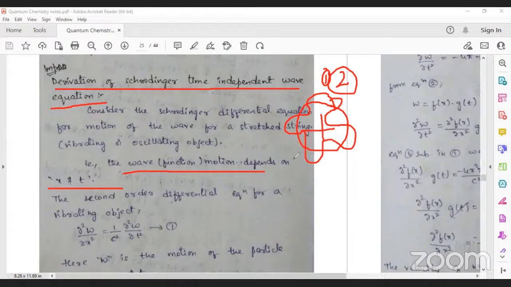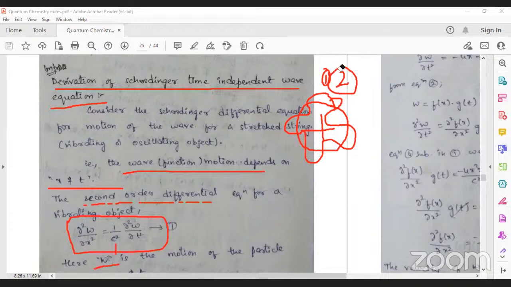So this wave motion will obtain whenever the object is present in vibration, right? At that time, the wave may possess a second order differential equation, and that second order differential equation is this one: dou square W by dou X square is equal to 1 by C square into dou square W by dou T square. Here C is the velocity and W is the motion of the particle, right?